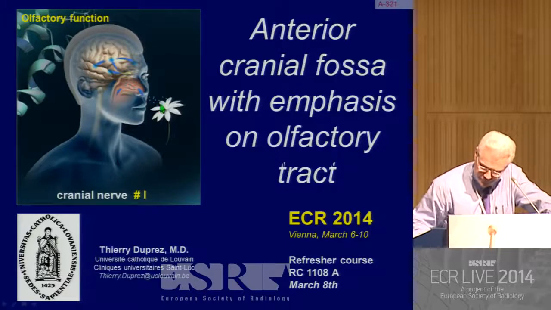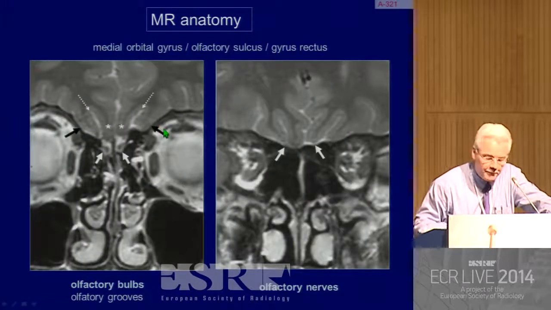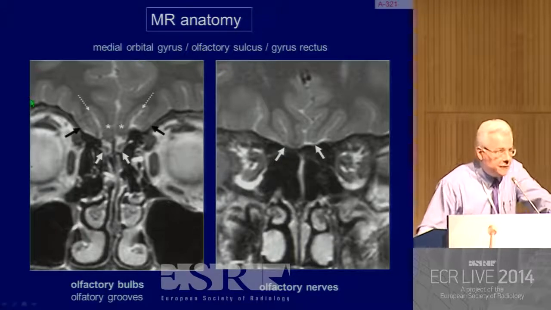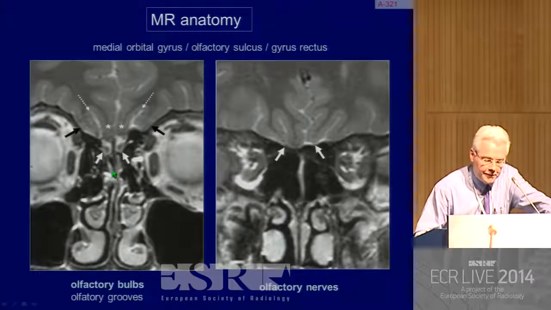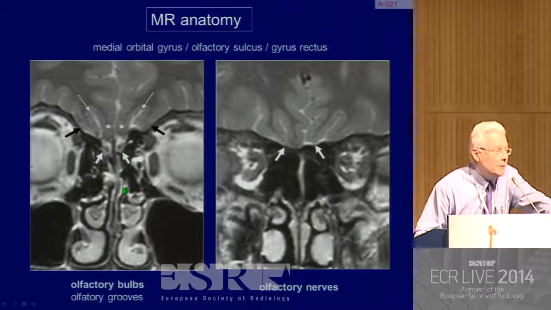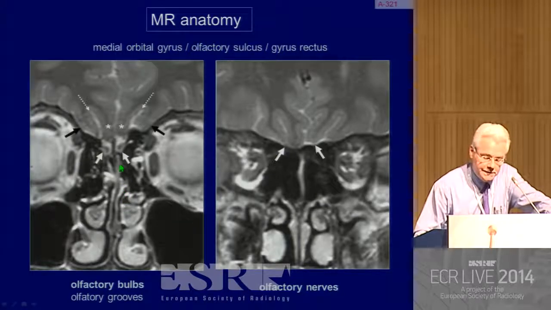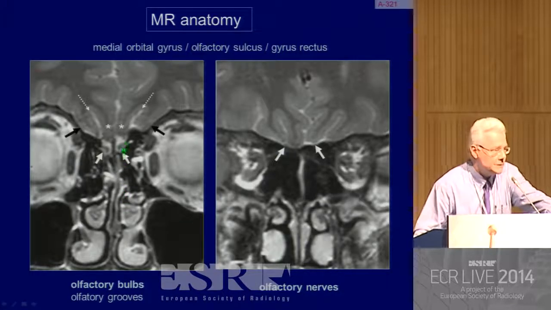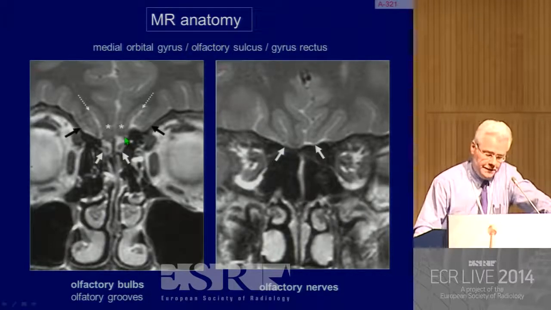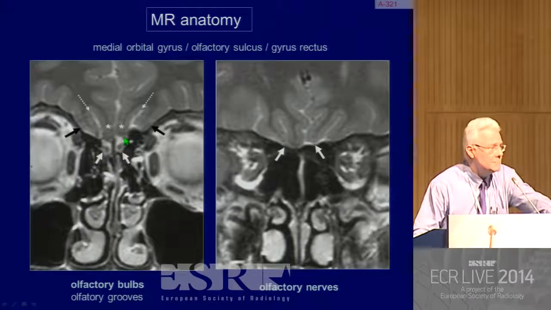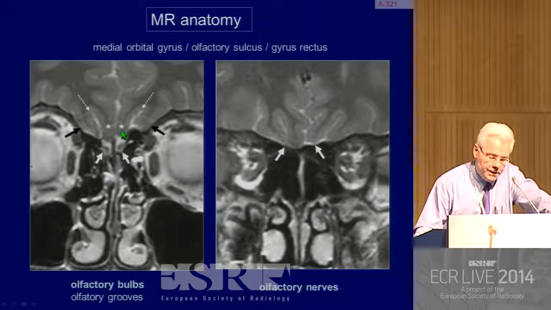I'll just look how to manage this complex equipment. Okay. The anatomy of the olfactory tract is quite easy. We have olfactory bulbs, which are located within the olfactory grooves, appearing as hypointense structures on these T2 weighted coronal images. T2 weighting and coronal incidence is, of course, the reference for the olfactory tract because we have a good display of both sides and we have an excellent contrast on T2 weighting.